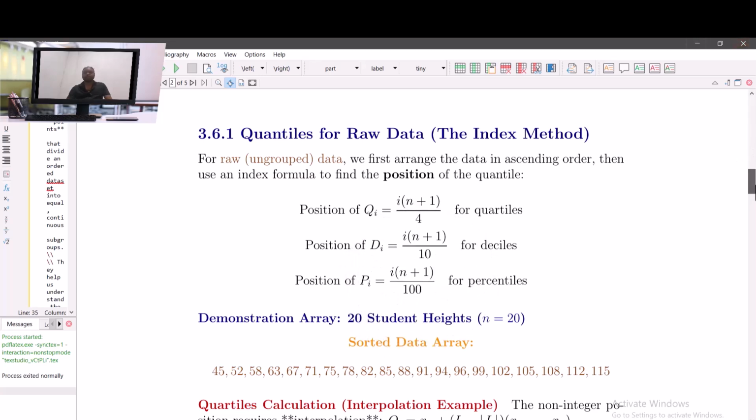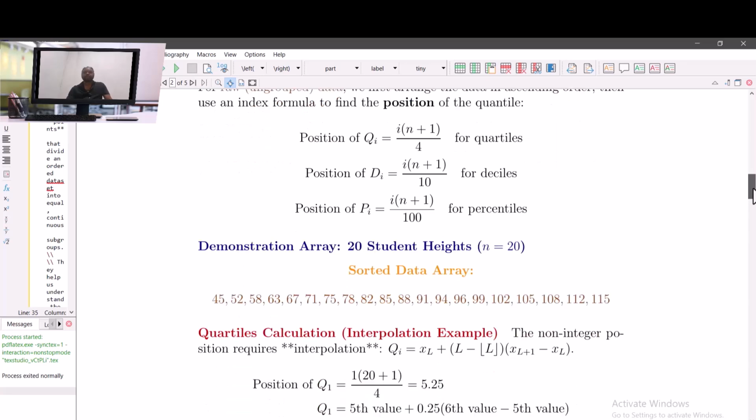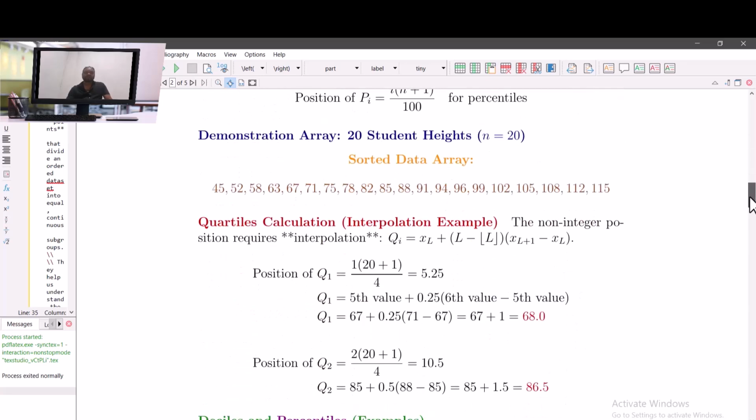So let us illustrate this using actual data on 20 students' heights, right? Given these 20 student heights, the question here is how to calculate the quartiles, deciles, and the percentiles for this data.